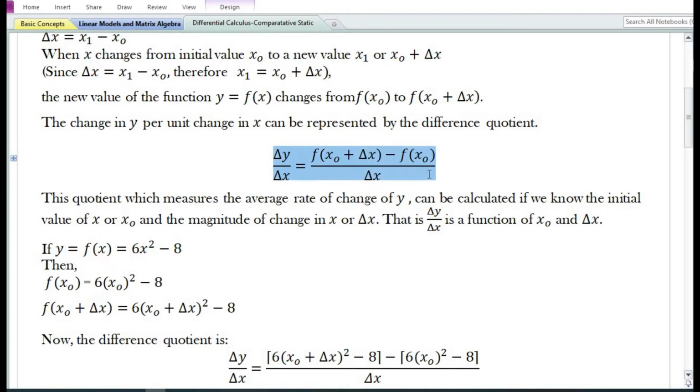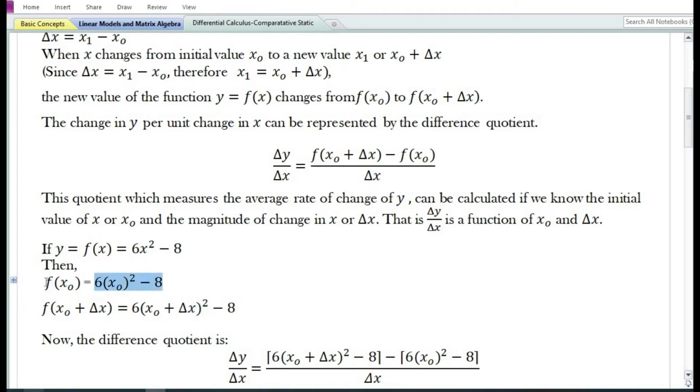Let us try to understand the difference quotient by an example. Now if y is equal to f of x, which is equal to 6x square minus 8, if the initial value is x subscript 0, then the function takes the value of 6x subscript 0 square minus 8. If the function takes a new value of x subscript 1 or x subscript 0 plus delta x, then the function takes the value of 6 within bracket x subscript 0 plus delta x holding square minus 8.